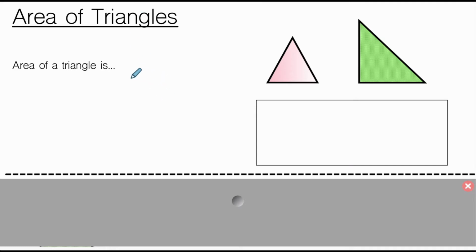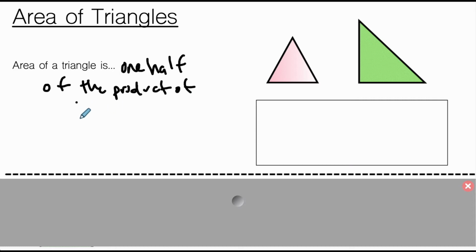Very simply, the area of a triangle is equal to 1/2 of the product. Product means multiply. And here's those words from yesterday, base and height. So the area of a triangle is equal to 1/2 of the product of the base and height. So if those words feel a bit confusing to you, let's put that into a formula.